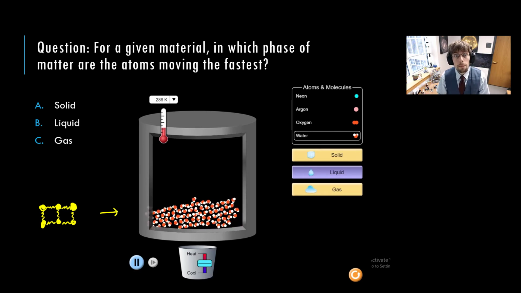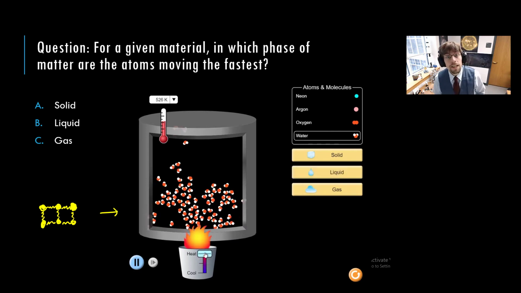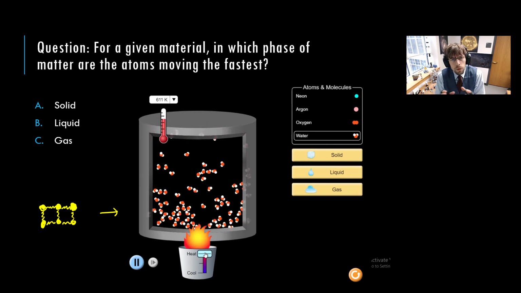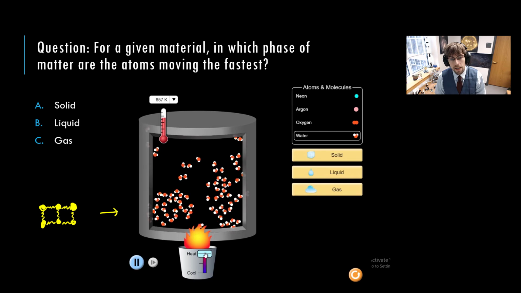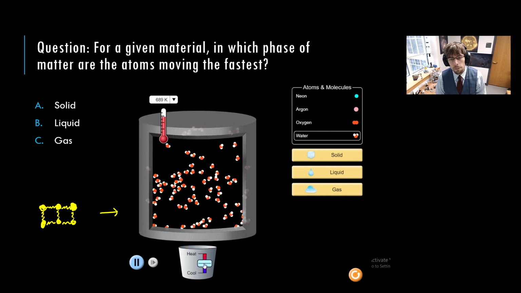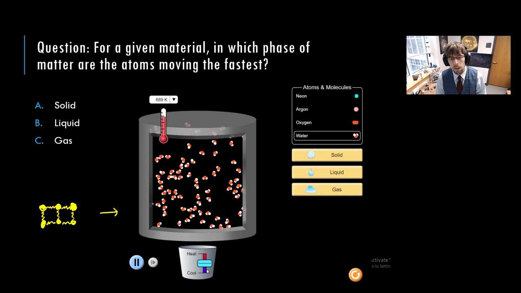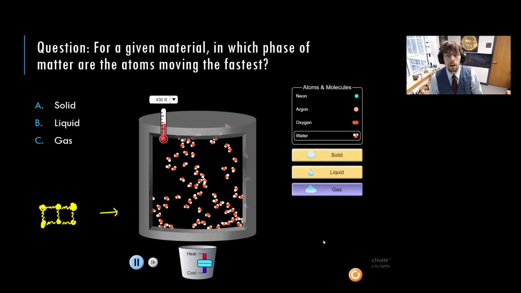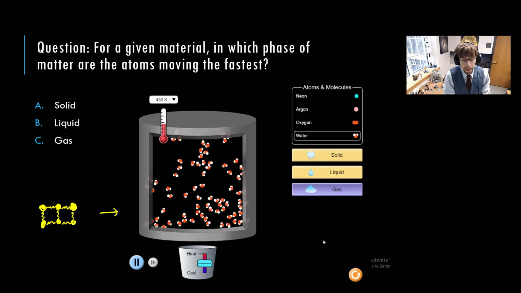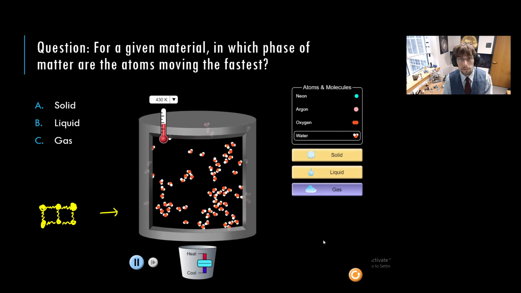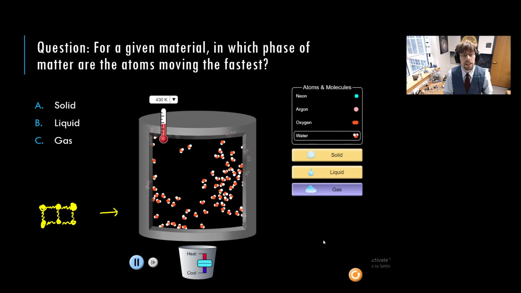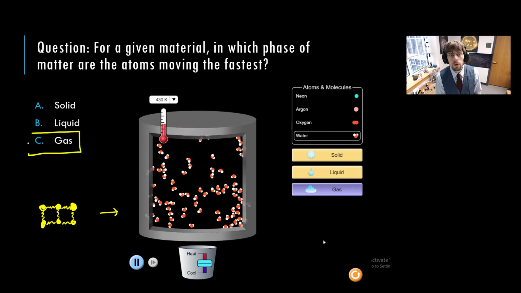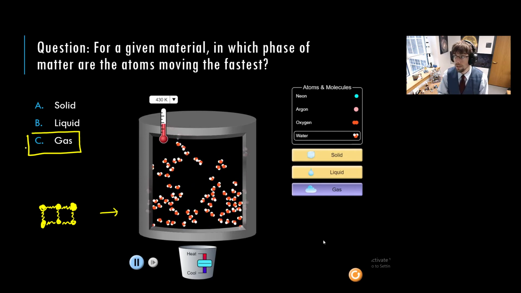Okay? Well, what happens if we keep heating that up? If I keep heating it up, eventually we can break some of these very weak attractions between the atoms, and now they're free to zip around the container, and not only do they fill the bottom of the container, but now they're allowed to be anywhere. Okay? And of course, this is what we would call the gas phase. So I'm banking on this idea. For a given material, the gaseous phase is the one where the atoms are moving around the most, the fastest.